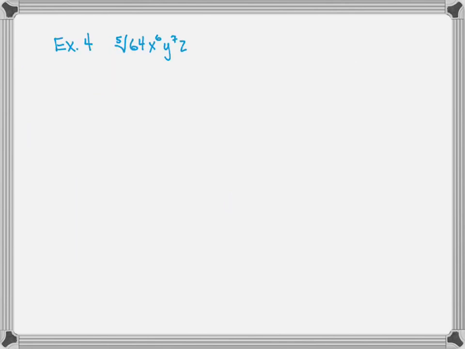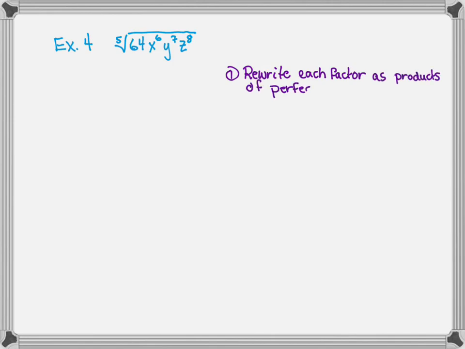Okay, last example, example 4. Here we have the fifth root of 64, x to the 6th, y to the 7th, z to the 8th. So we will rewrite each factor as products of perfect, in this case our index is 5, so fifth powers, and something else.